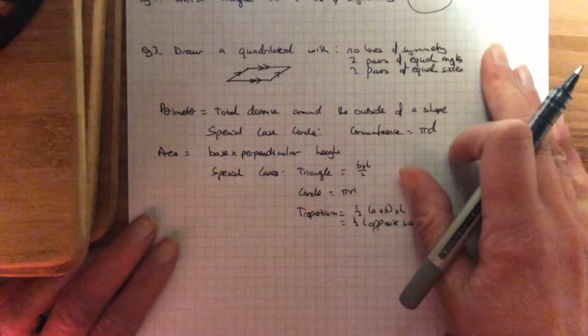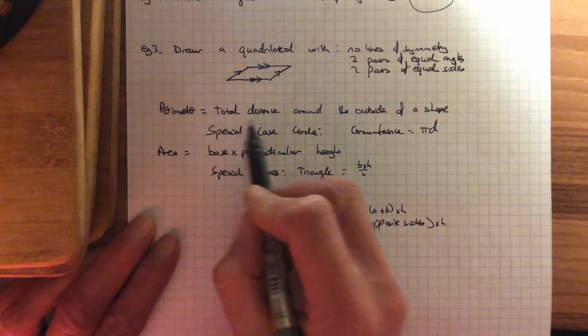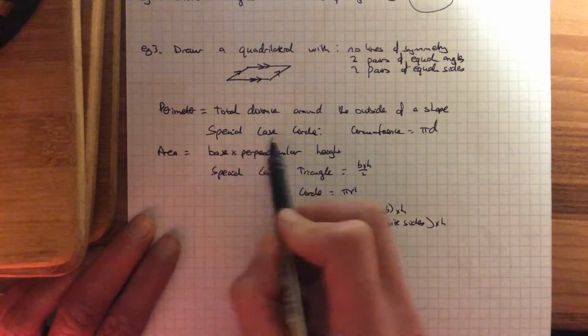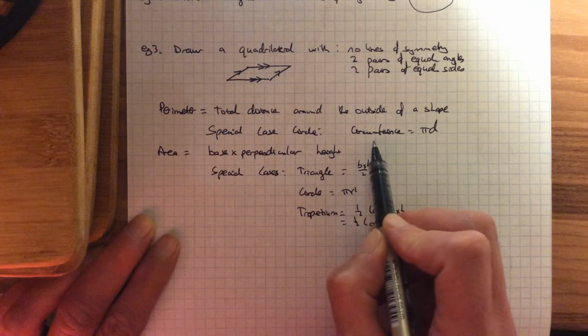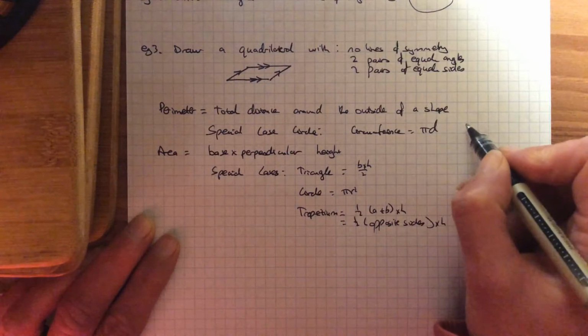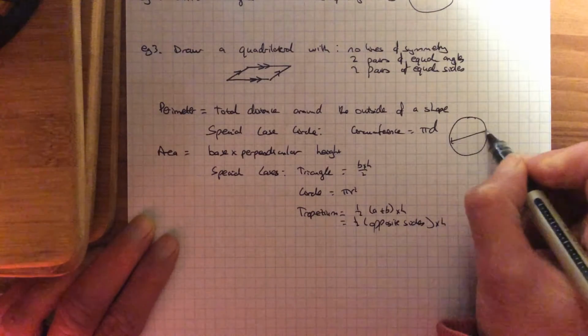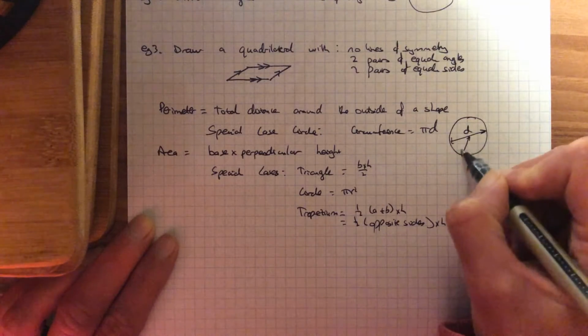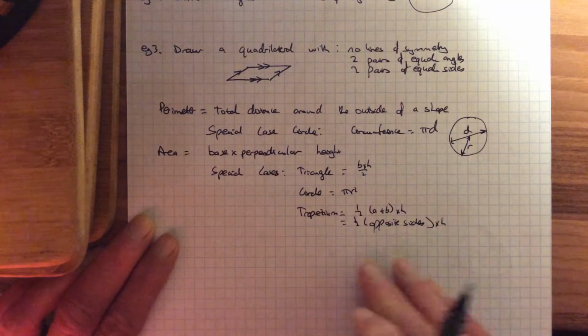Now, just your quick recall over this. Perimeter is total distance right outside of a shape. Special case is a circle, and the perimeter is called a circumference, and it's pi times the diameter. And just remember, diameter goes the whole way, radius is only half.